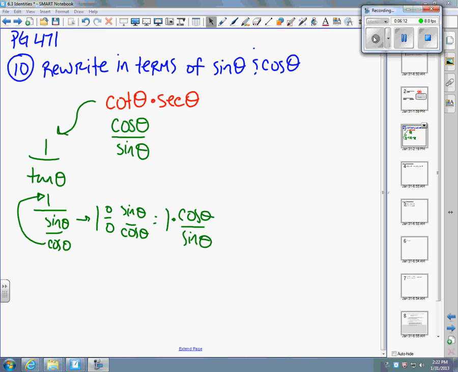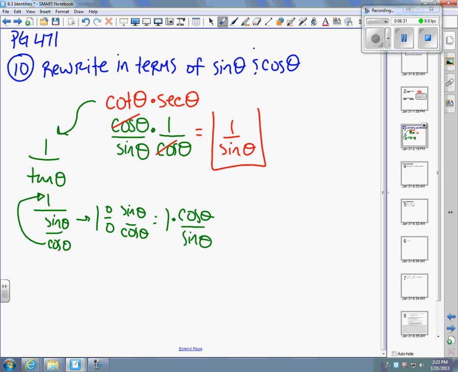All right, so now that we've rewritten cotangent as cosines over sines, a secant is the exact same thing as 1 over a cosine. These are on the diagonal. They can cancel. Your final answer, 1 over sine. Or you could say cosecant. It doesn't really matter in that case.